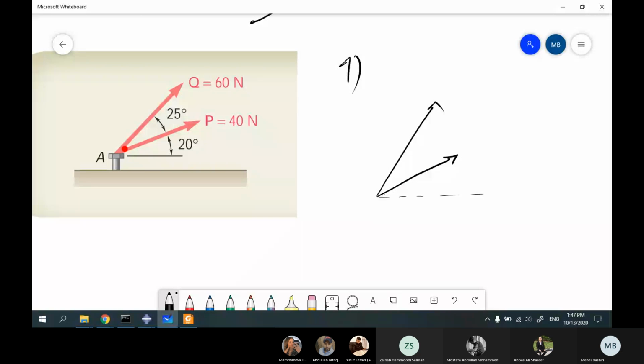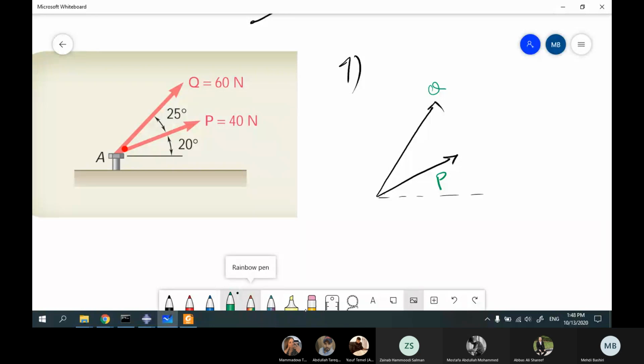Okay, but I need to rearrange them in this way. As I said, I can move the forces if I keep their direction and their magnitude. So let's keep, for example, force P and move force Q. I'm gonna move the force Q here and keep the force P.